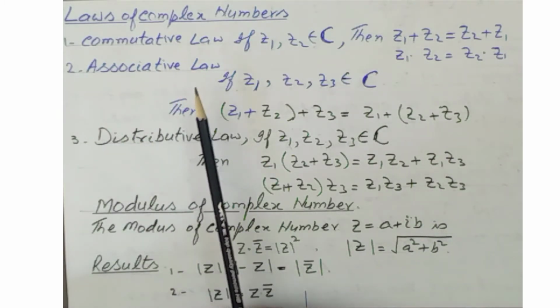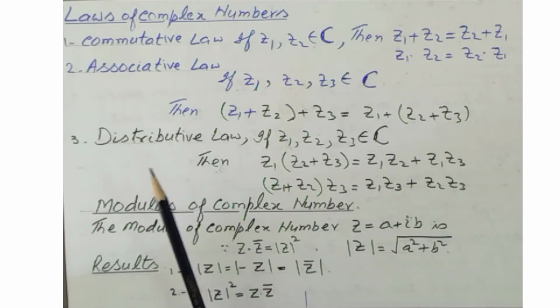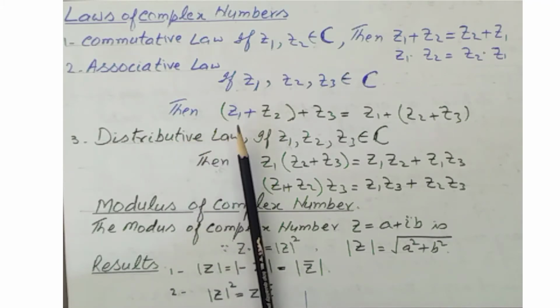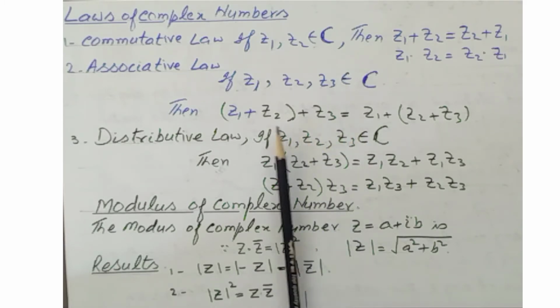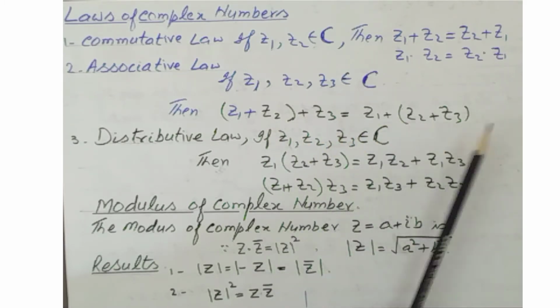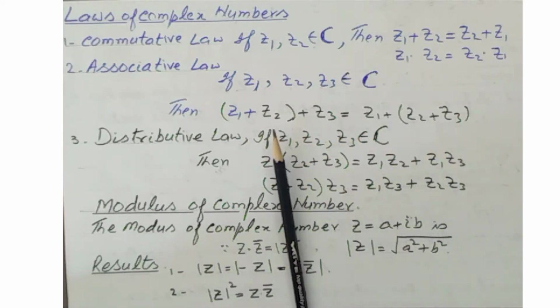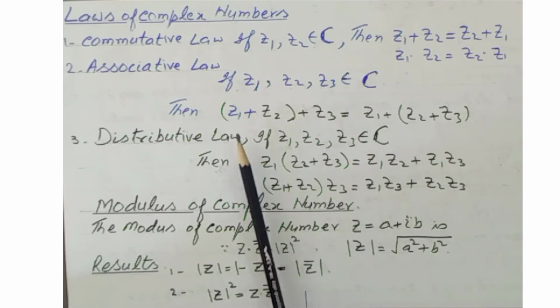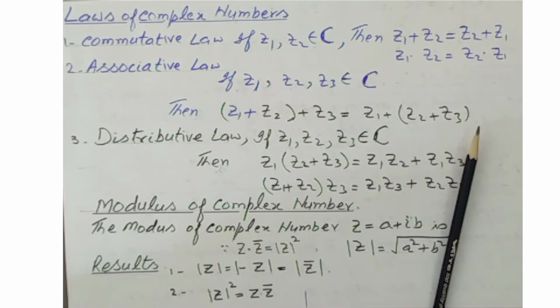Number two, associative law. If z1, z2, z3 belong to C, there are three complex numbers belonging to C, then we write the associative law as (z1 + z2) + z3 equals z1 + (z2 + z3). So here only we change the bracket. Here the first two elements are added, and here the last two elements are added.